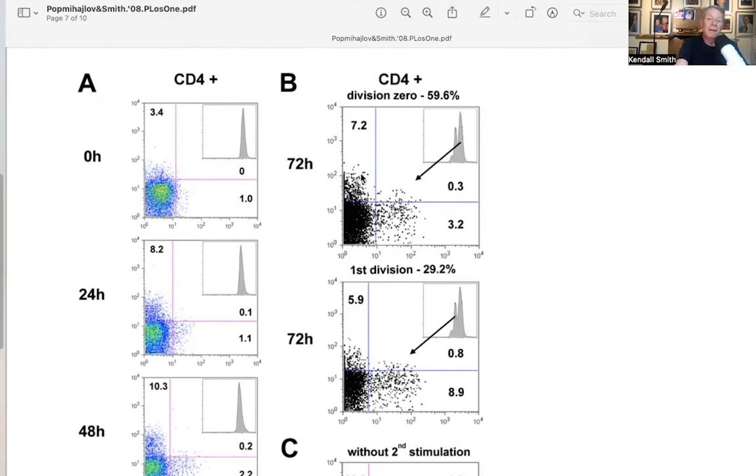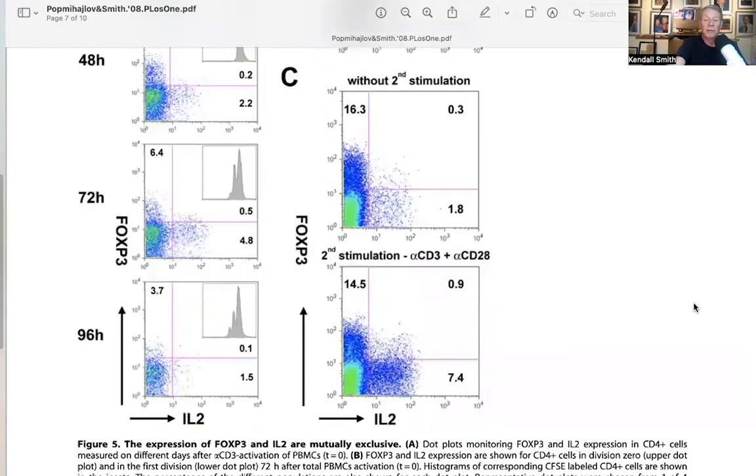And we have FOXP3 here, and for the most part, very little IL-2 positive cells. They're in the FOXP3 negative compartment. So we didn't really have evidence that we have suppression of this population by this population. So then we thought, well, let's re-stimulate these cells.